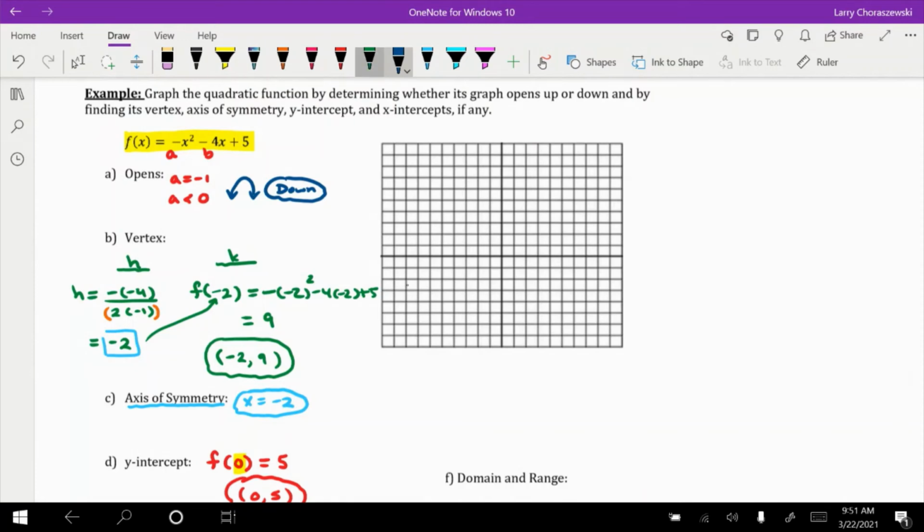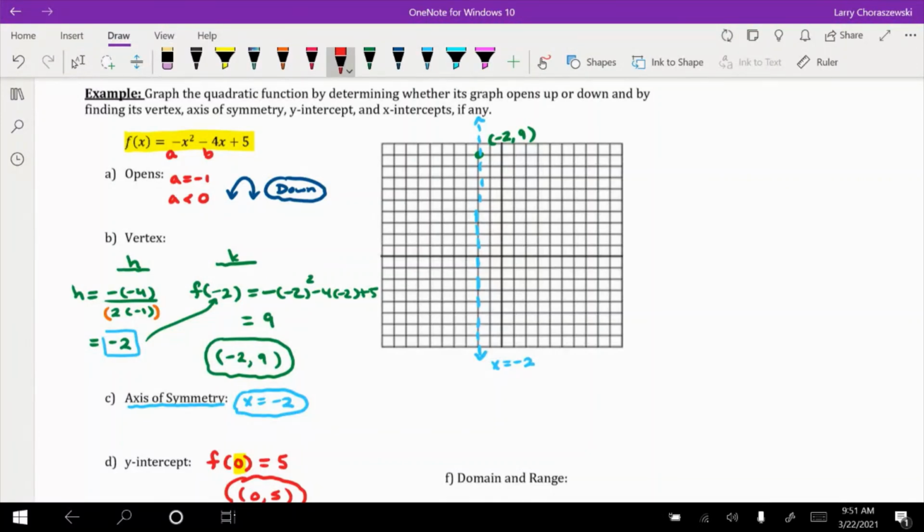Part B, though, gives us our first point that we can plot, -2, 9. So let's go ahead and do that. All right, so -2, 9. And this is our vertex, meaning that our axis of symmetry is going to go through that point. And I'm actually going to extend this dashed vertical line all the way across the plane. And that would be x equals -2.